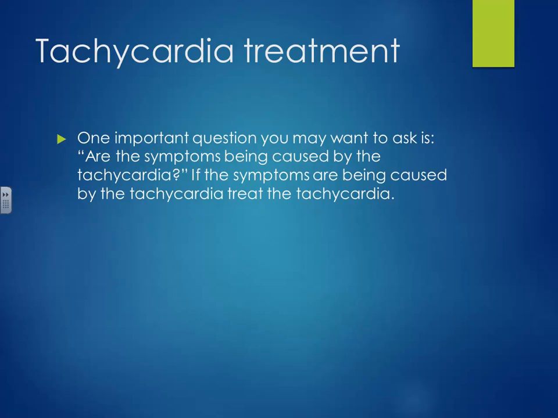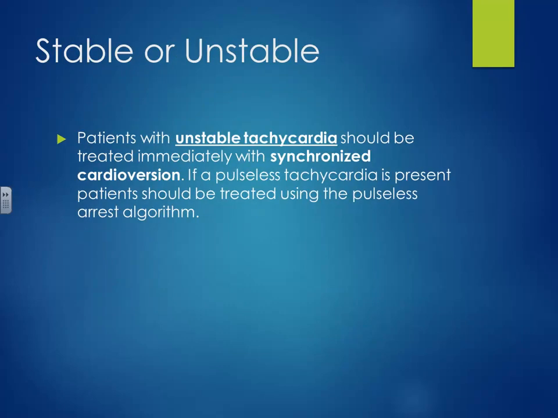Now, I'm looking at the patient. Okay, the patient has these signs and symptoms because of the tachycardia. Are they stable or unstable? So there are several key decisions that you have to make, several critical thinking steps that you have to take in order to get to your appropriate treatment. So looking at stable versus unstable, we know that patients with unstable tachycardia need immediate treatment with what? Synchronized cardioversion.